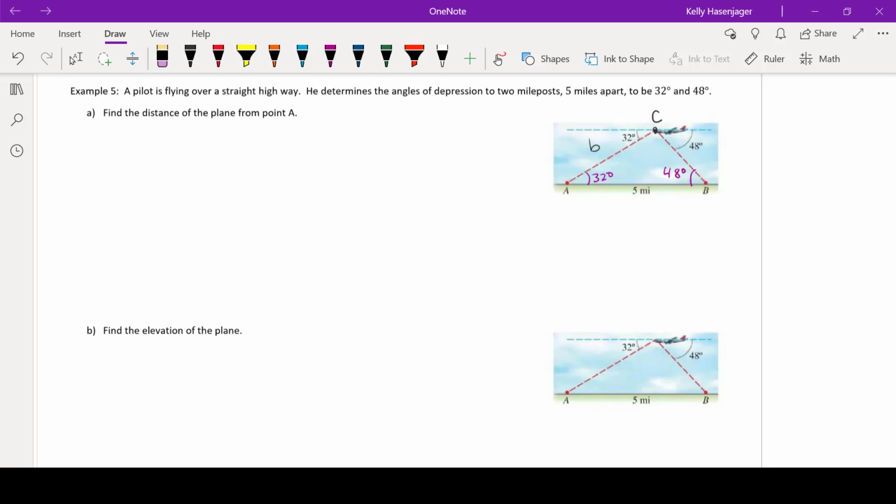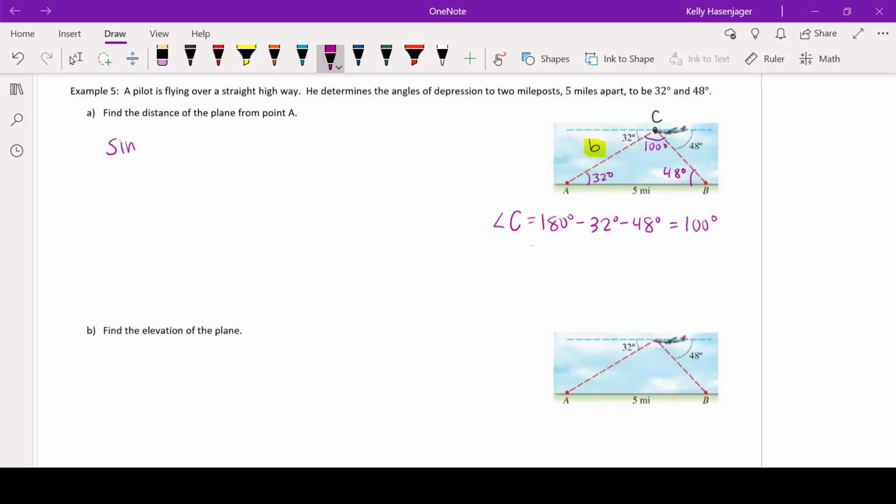Awesome. To use the law of sines, we're going to need an angle and a corresponding side. We don't have either of those yet. So we do have the side 5 miles, and we can figure out the angle C pretty easily. So C is going to be 180 degrees minus the two given angles because all three angles of a triangle add to 180 degrees. So we get that our angle C is 100 degrees. Great, now we have a corresponding angle and side, so we can use them to find B, which was the distance from the plane to point A.